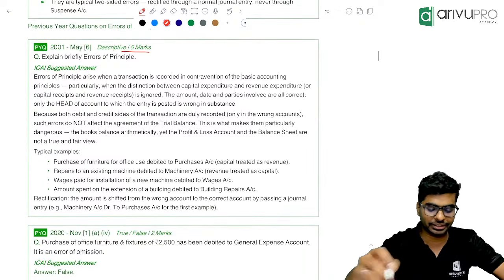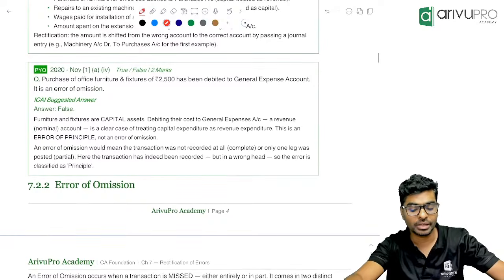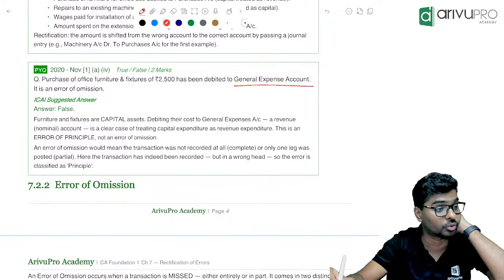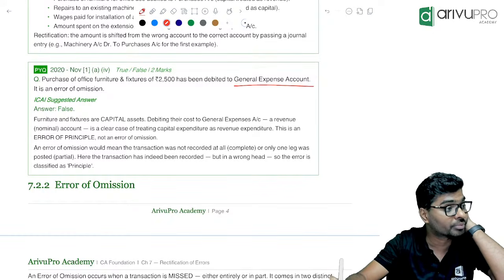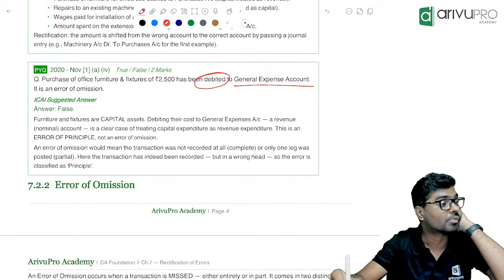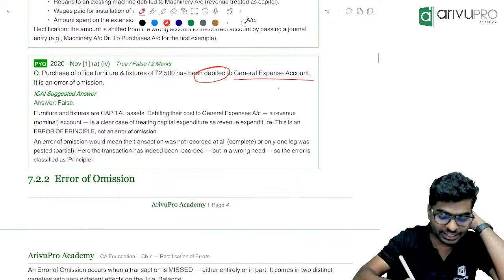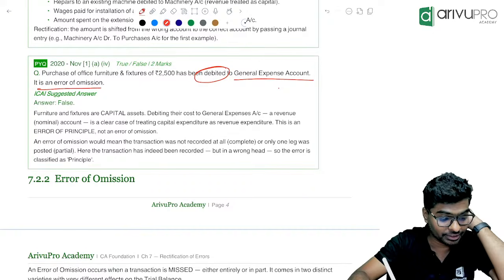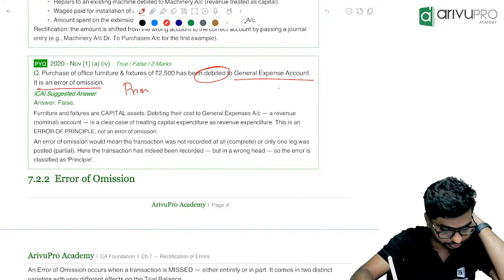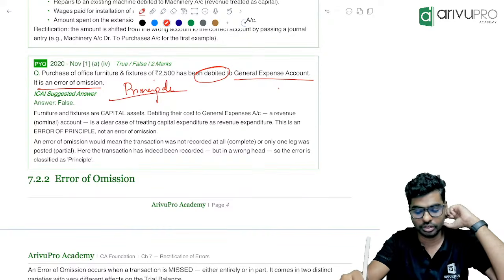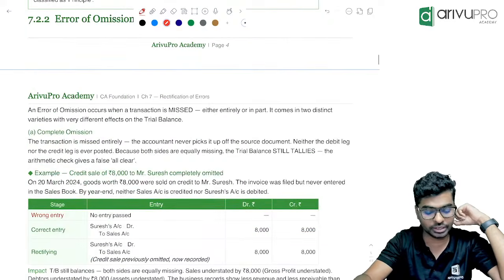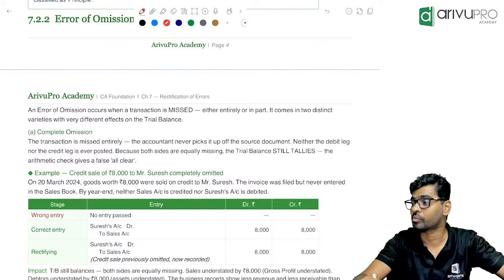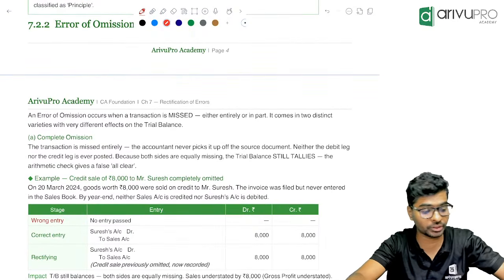5 marks question. Describe errors of principle. Purchase of office furniture and fixtures has been debited to general expense account. Purchase of office furniture has been debited to general expense. It is an error of principle, true or false? What is this error? Error of principle. Are you clear? Next one, error of omission. Next error, guys, is what? Online folks, are you clear with the first one, error of principle?